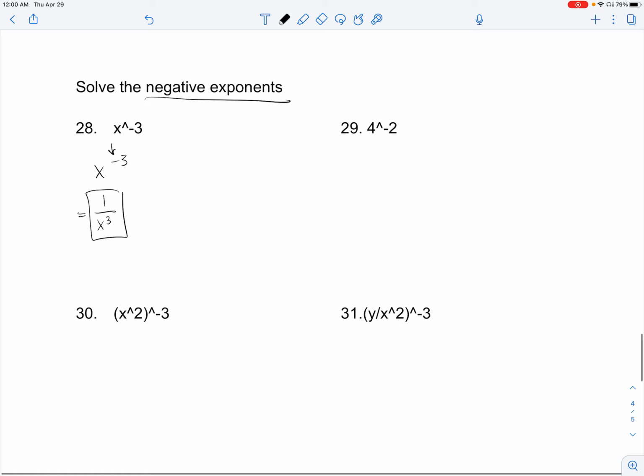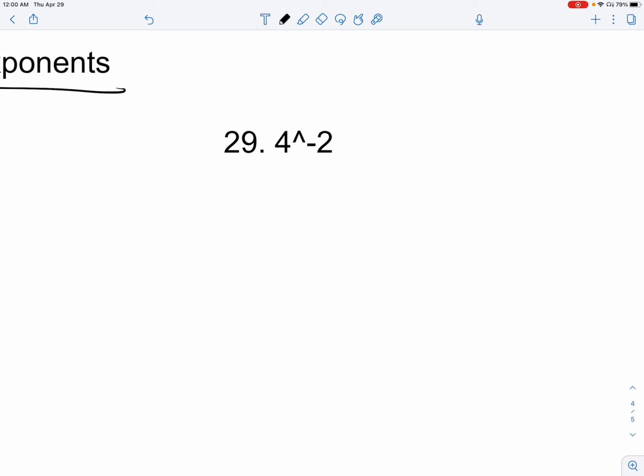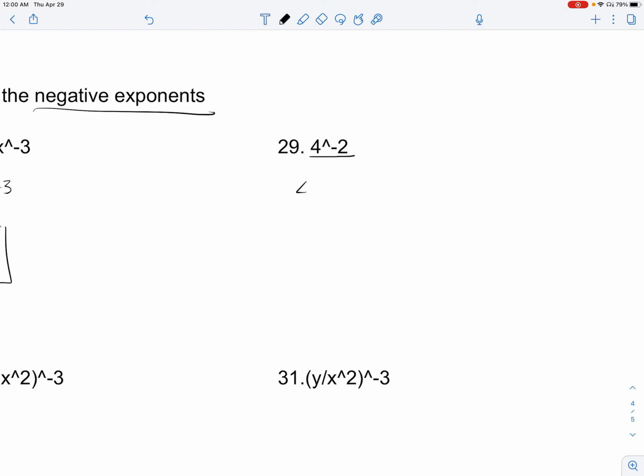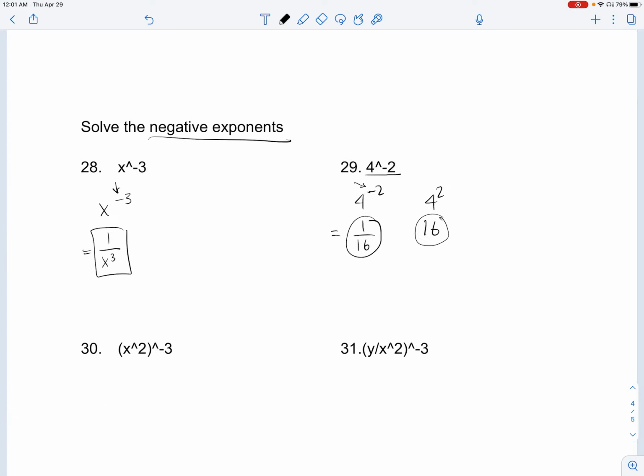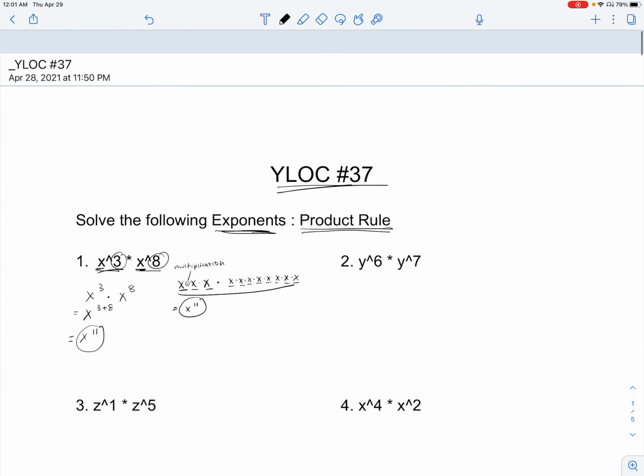Let's try this. 4 to the negative 2, right? Well, then our answer is 1 over 16. Since whenever you see this negative, you can just find the reciprocal of the number if there wasn't a negative. So if there was no negative here, then it would just be 4 squared, which is just 16. Because there is a negative over here, we just find the reciprocal of this number, which is 1 over 16. That is it for Y Log number 37.